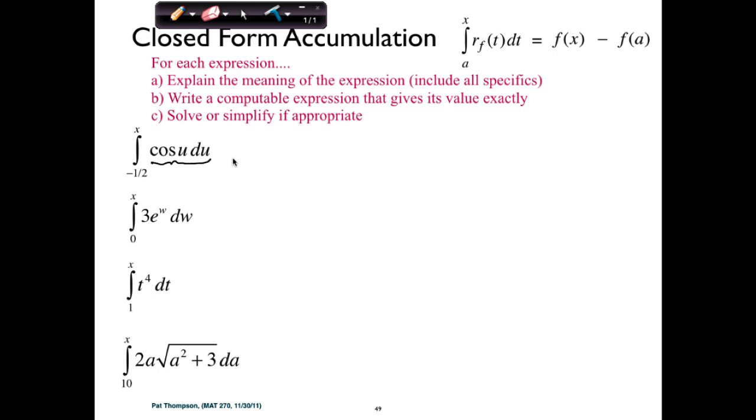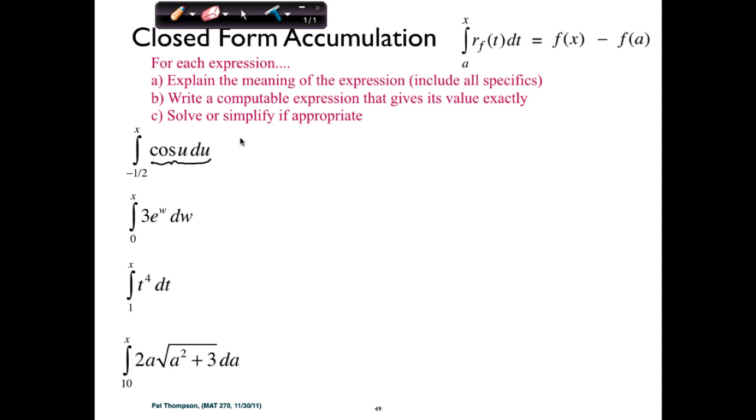So let's start from the beginning. Jessica, can you interpret that whole thing? What is the meaning of that expression? It's the accumulation from -1/2 to x. Yep. Good. So it's the accumulation of some quantity whose rate is cosine as we go from -1/2 to x.